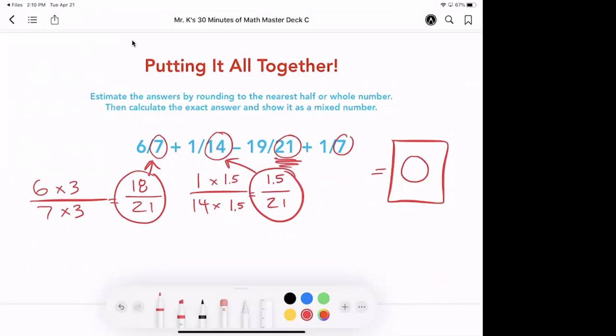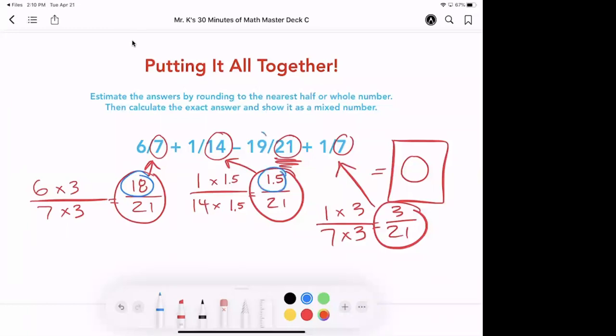And then 1/7 is decomposed into 21sts by multiplying by 3. And so that would give us 3 21sts. All right, so let's do it now. We would have 18 21sts, 1.5 21sts, 19 21sts, and 3 21sts. Let's add that. I'll add it up down here. 18 plus 1.5 minus 19 plus 3.